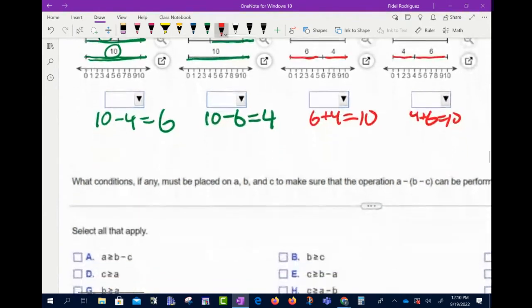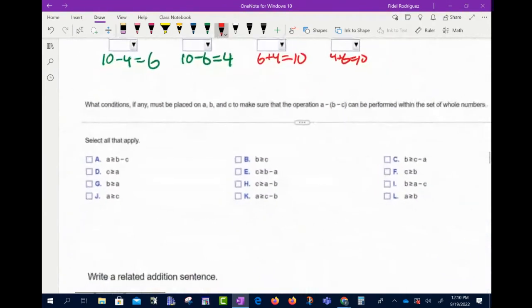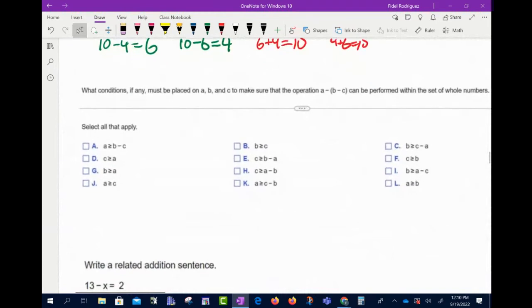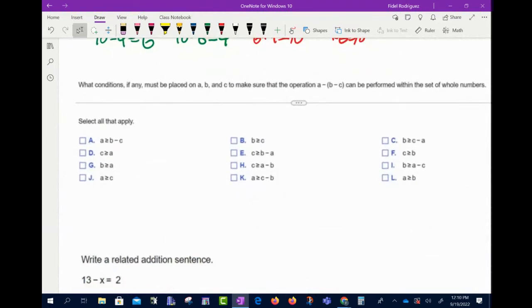Okay, I'm going to keep moving along here, and zoom out a little bit just so I can see everything on here. It says, what conditions, if any, must be placed on A, B, and C in order to make sure that the operation A minus B minus C can be performed within the set of whole numbers? The first thing we're looking at here, y'all, is the set of whole numbers. Remember, in the set of whole numbers, we start off with 0, 1, 2, 3, 4, and so on and so forth.